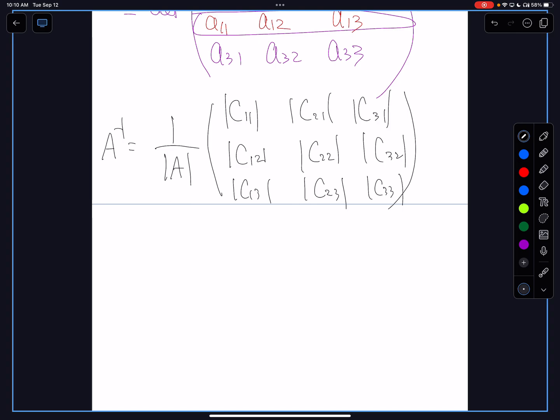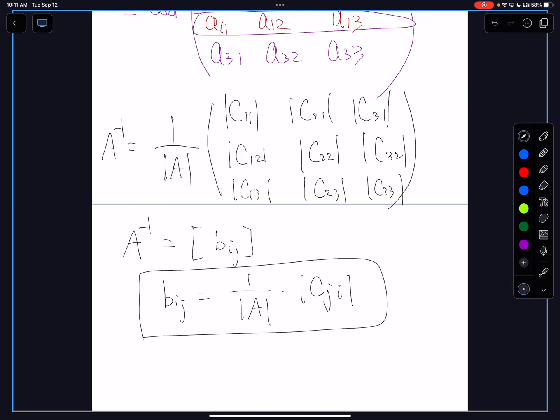All right. So that's the answer. This is the inverse matrix. If you want to make it more rigorous, let's say Bij, then Bij is 1 over the determinant of A times the cofactor Cji. So this is the inverse matrix, right?